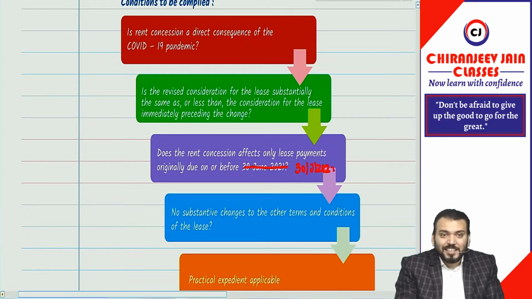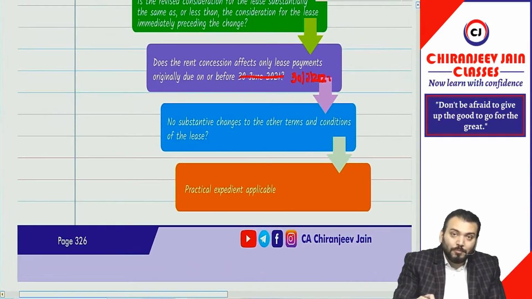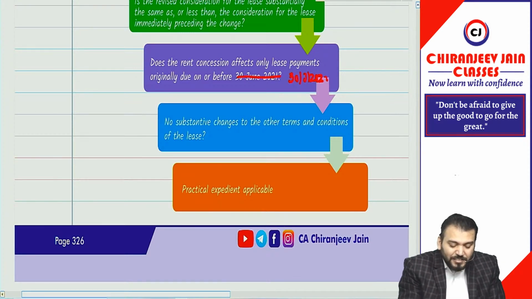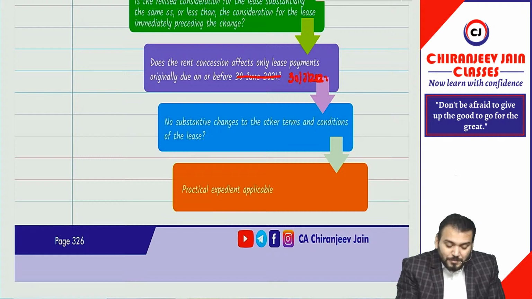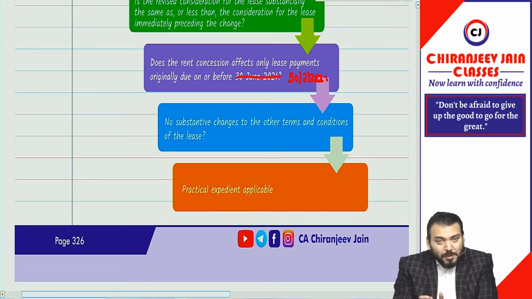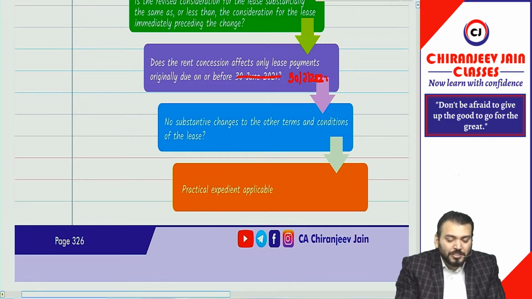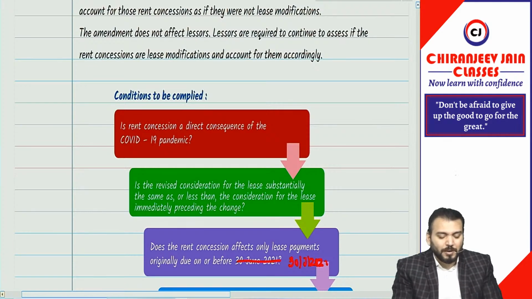So in this COVID-19 rent concession amendment, this period has been extended by 1 year. So we need to apply this condition by checking whether the rent concession affects only lease payments originally due on or before 30th June 2022. If this condition is satisfied, then there is one practical expedient available to the lessee: they are not supposed to apply modification accounting, if you remember. Have you understood this point?